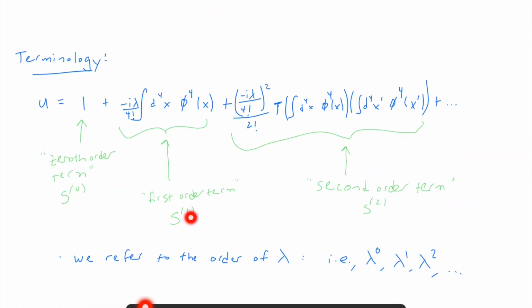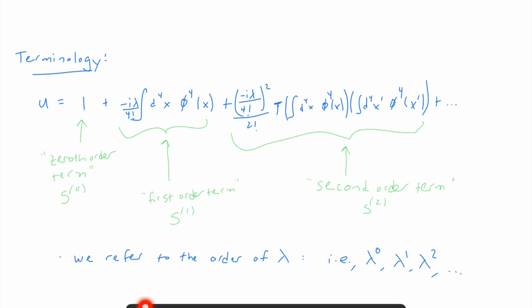Just some basic terminology here. Remember, this U operator we're going to express as this huge sum of terms that all come from the exponential, as we've talked about. The first term here is called the zeroth order term, which we're going to calculate in this lecture. This next term we call the first order term, S superscript 1. And this term we call the second order term, S superscript 2, so on and so forth.